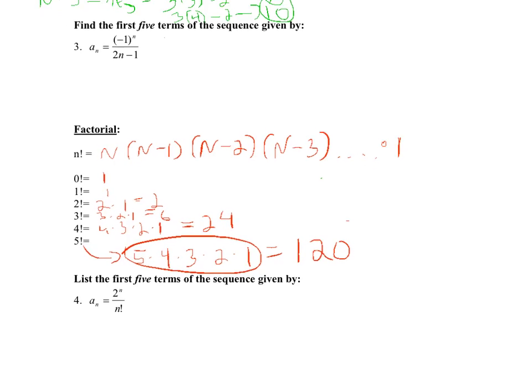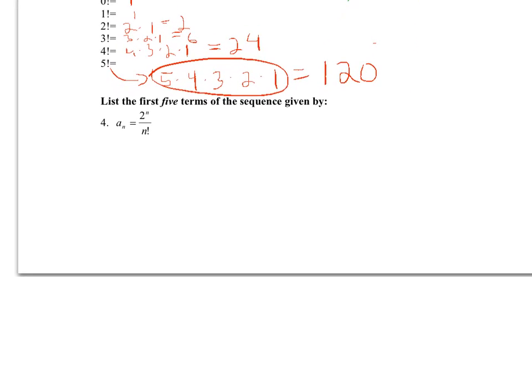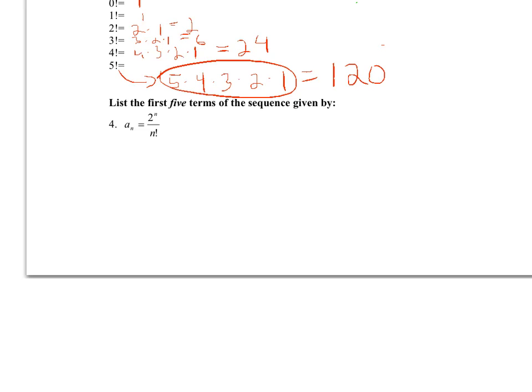All right, so let's do this. Let's find the first 5 terms of the sequence. This is our formula. So if I let n equals 1, I'm going to have 2 to the first over 1 factorial. Well, 2 to the first is 2. 1 factorial is 1, so this is just 2.